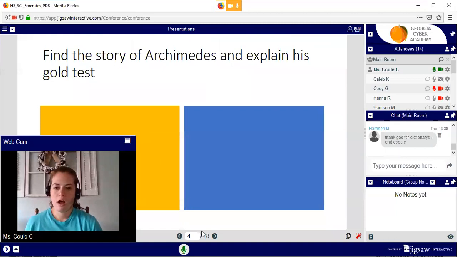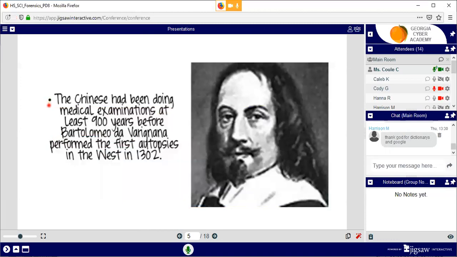So moving on, the Chinese we talked about have been doing medical examinations at least 900 years before this guy, Bartolomeo de Varignana, maybe? And he performed the first autopsies in the West in 1302. So the Chinese were kind of way ahead of their time when it came to autopsies and medical examinations. I guess that's an Italian name, I would venture to guess, but I'm not sure.